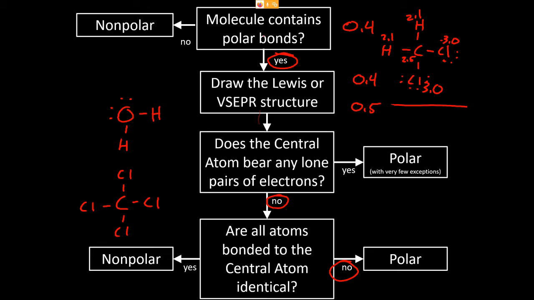So the first question, asking if we have polar bonds, very often if you have polar bonds, the molecule will also be polar, but it's not always the case. Sometimes you will have polar bonds, but the molecule itself is not polar, which is why we have to work through the flow chart here.